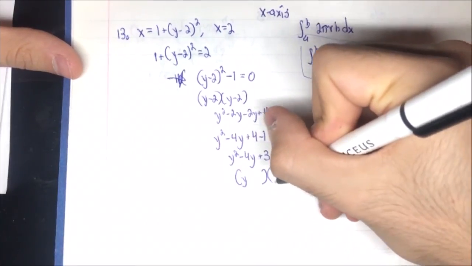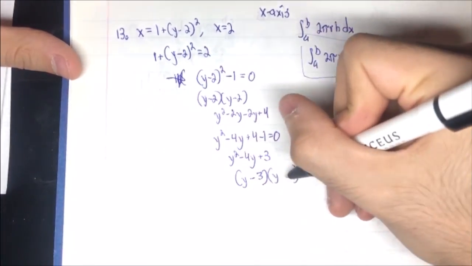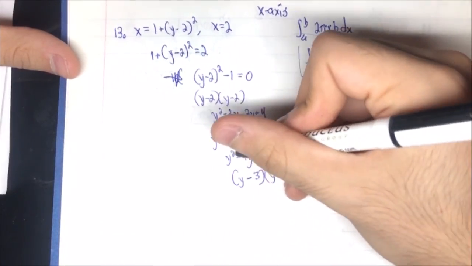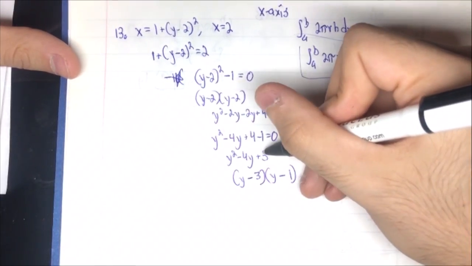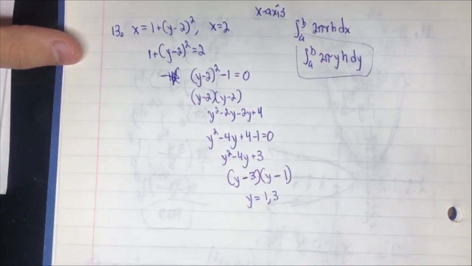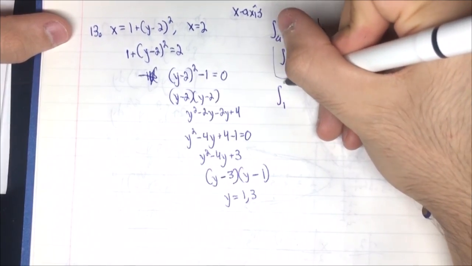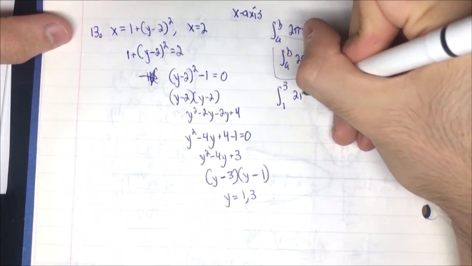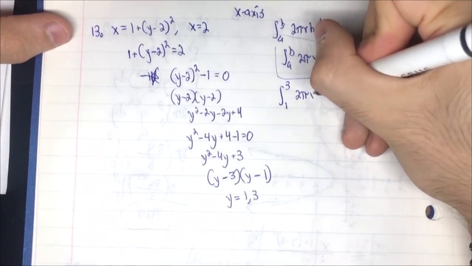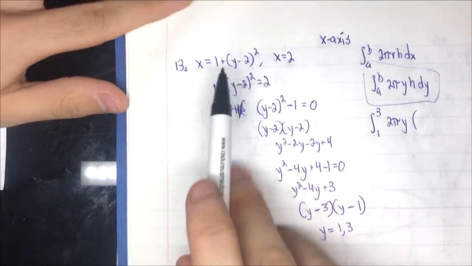So now we can factor this. It's going to be 3 and 1 here. You add together to equal negative 4, multiply together to equal 3. So these are our y's, 1 and 3. So now we can plug that in. So the a is going to be 1 and the b is going to be 3. So we have the 2 pi in here, y, and then we have to multiply it by h.